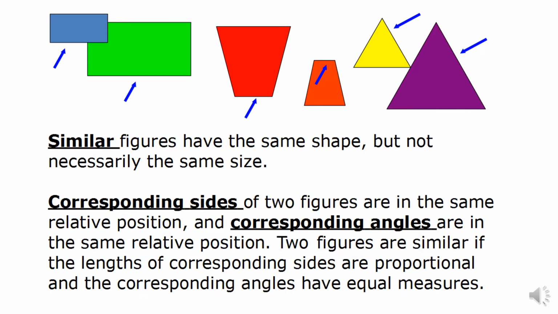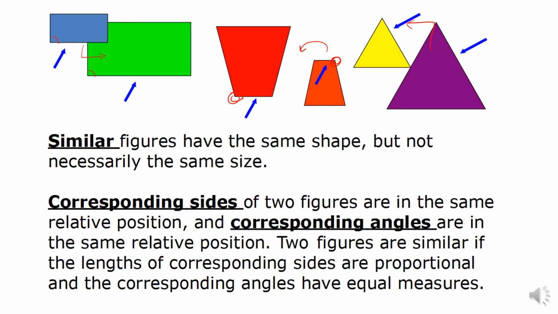Okay, so this is just some basic reminders. Hopefully this is all review. Similar figures have the same shape, but not necessarily the same size. Corresponding sides, which you can see by the blue arrows, of the two figures are in the same relative position. This one has been rotated. This one has been translated up and over, down and over. And two figures are similar if the lengths of the corresponding sides are proportional, which we just discussed, and the corresponding angles are all equal. So this angle here would correspond to this angle here.